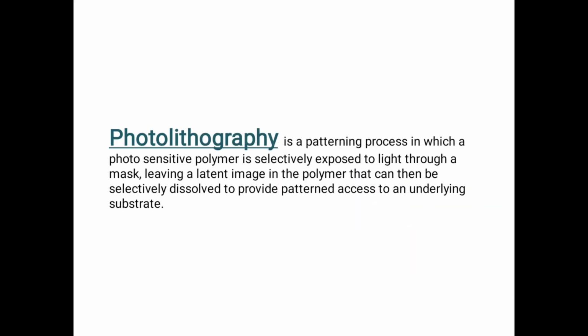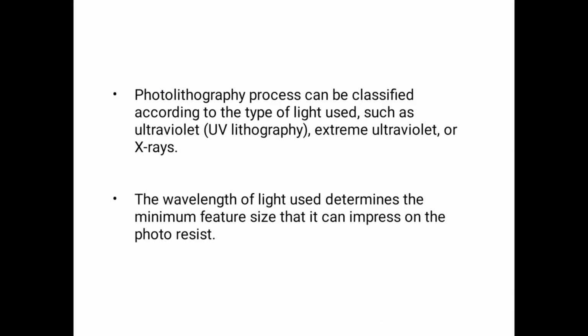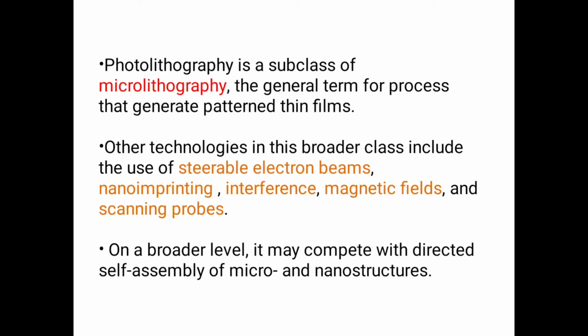Photolithography is a patterning process in which a photosensitive polymer is selectively exposed to light through a mask, leaving a latent image in the polymer that can then be selectively dissolved to provide patterned access to an underlying substrate. The photolithography process can be classified according to the type of light used, such as ultraviolet, extreme ultraviolet, or X-rays. The wavelength of light used determines the minimum feature size that it can impress on the photoresist.